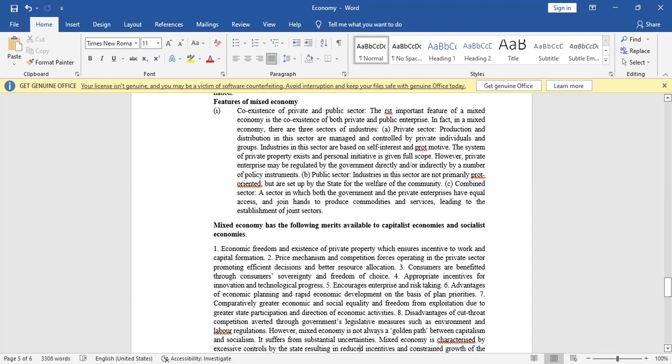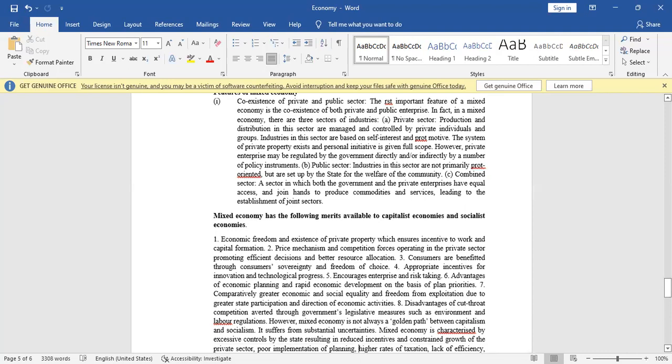Mixed economy is characterized by excessive control by the state, resulting in reduced incentives and constrained growth of the private sector. You see, there is always a restriction from the government. Government always tries to restrict it, control it. As a result, the private sector could not grow, hasn't it? So lots of regulatory agencies are there. In India, TRAI, Telecom Regulatory Authority of India, is there. SEBI, Securities and Exchange Board of India. TRAI is for telephone purposes.